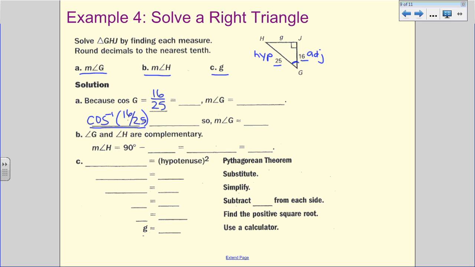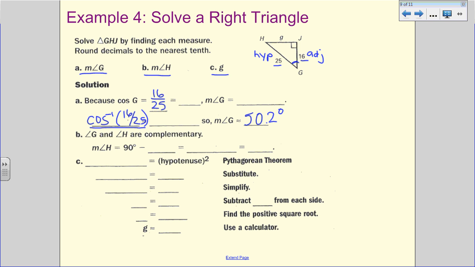All right, that's exactly what I would want to see you write down. Cosine of G is equal to 16 over 25. Cosine inverse of 16 over 25 and then round that directly to the nearest tenth. So this will be 50.2 degrees.